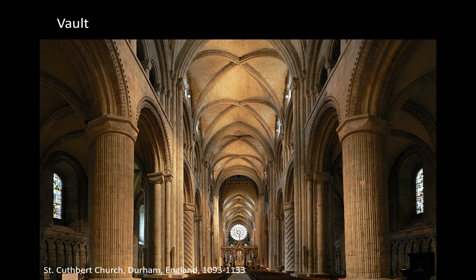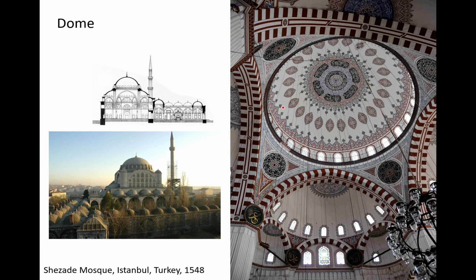This is a church in England. You can see the underside of the intersecting groin vaults. This is a dome from Turkey. You can see it's basically a hemisphere or a half circle shape on the inside. You can see that exterior profile there, and here's a cross-section of the drawing of the main dome.